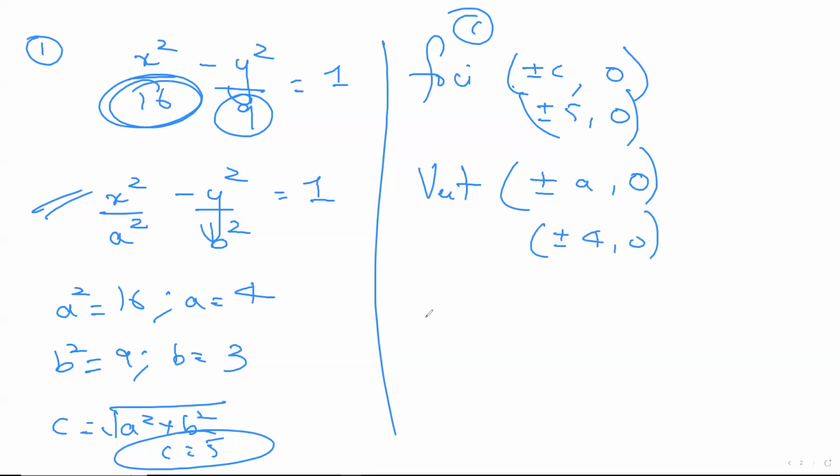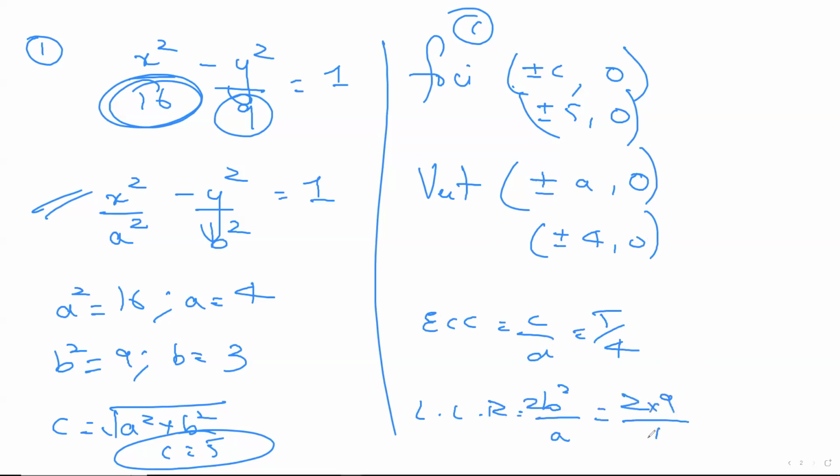Foci done, vertices done. Eccentricity. Eccentricity is given by C by A. C's value is 5. A's value is 4. Done. Latus rectum is 2B square by A. 2 into B square, which is 9, by A, which is 4. 9 by 2 is the answer. So, hyperbola, look for the minus. Everything else remains the same. First, you will fill the denominator.